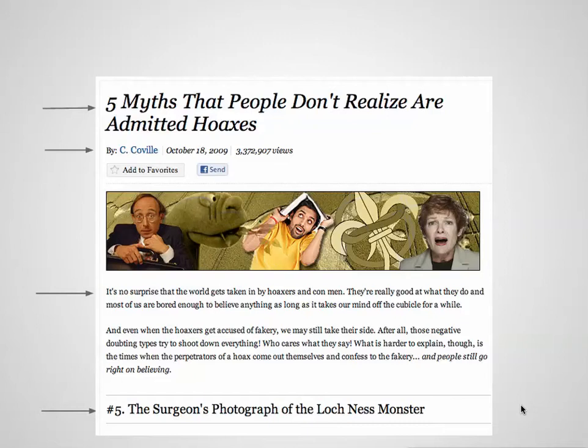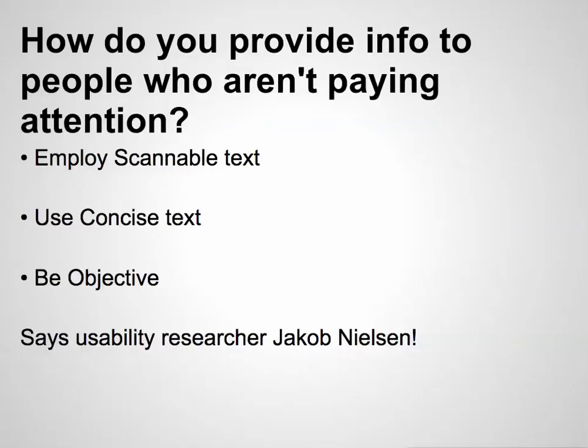And web audiences do typically make judgments very quickly. They make a judgment about a site in six to eight seconds. So you need a headline, you need a subhead, you need all these different visual cues that help people understand in just a few seconds what they're looking at. So how do you do that? How do you provide info to people who aren't really paying attention?